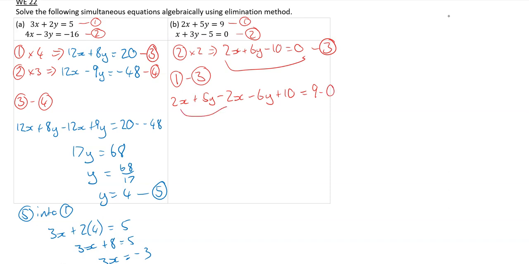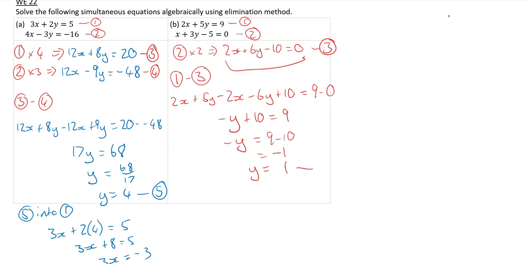Good. Now I've got 2x minus 2x, that goes to nothing. I'm going to have 5y minus 6y. What's 5y minus 6y going to be? Negative y, or negative 1y, plus 10 equals 9. Great, so negative y equals, subtracting 10 from both sides, 9 minus 10, and that's negative 1. Now if negative y equals negative 1, times both sides by negative 1, disappears, y equals 1.